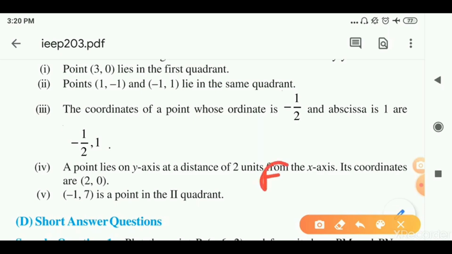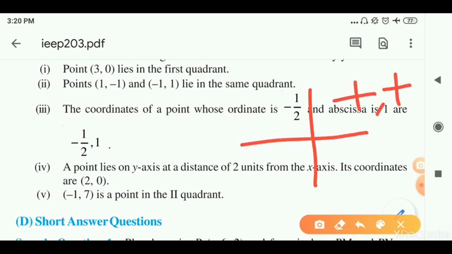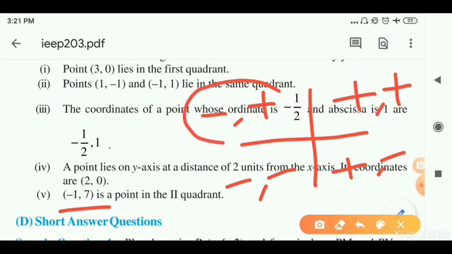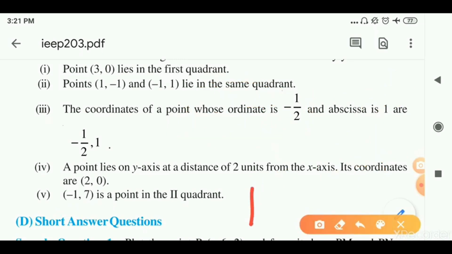Got it? The next part of this question, the last part of this exercise: the point (-1, 7) is a point in the second quadrant. So as I told you, let me write again. The sign of the first quadrant is plus plus, the second quadrant is minus plus, the third quadrant is minus minus, and the fourth quadrant is plus minus. On the basis of these signs, the abscissa is negative and the ordinate is positive over here, which indicates the signs of the second quadrant. So definitely it will lie in the second quadrant. So we can say this statement is true.